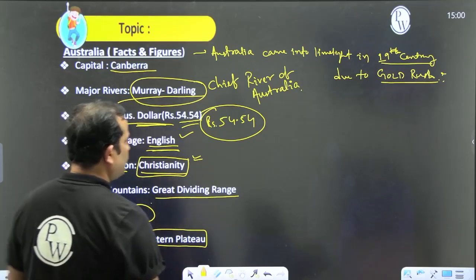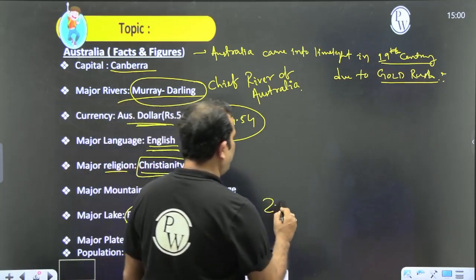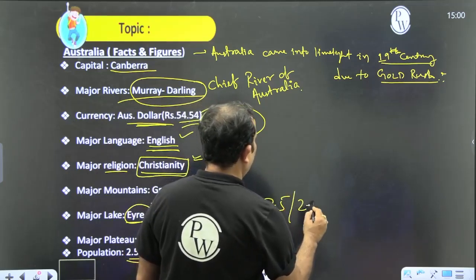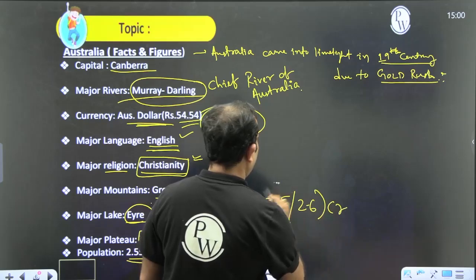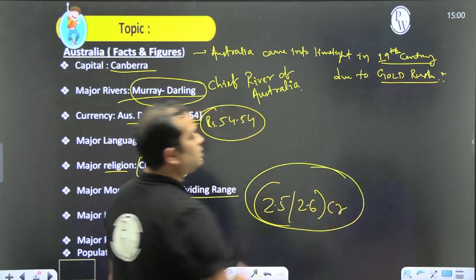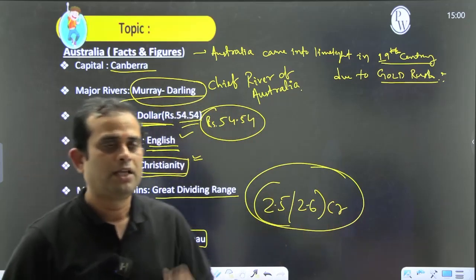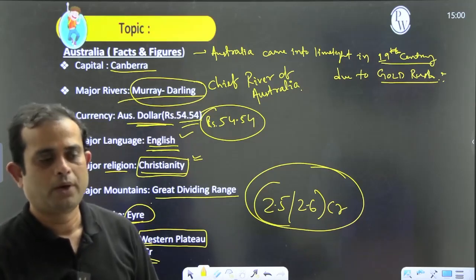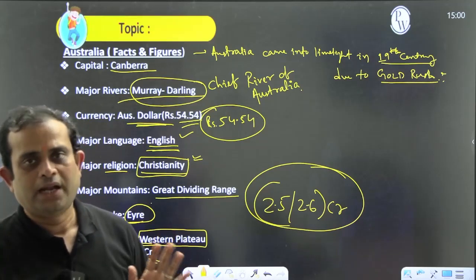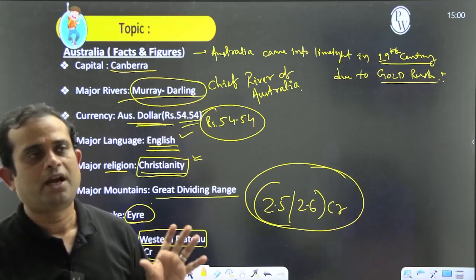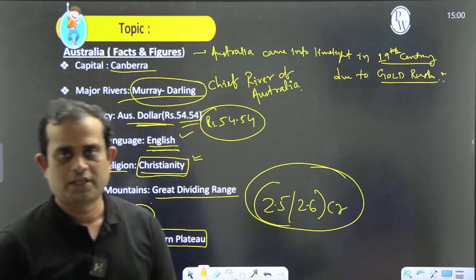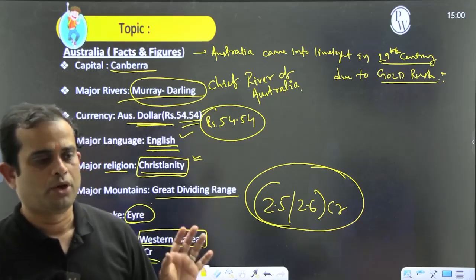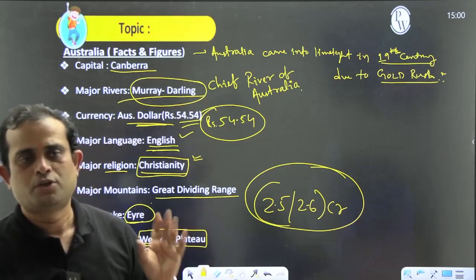Population is near about 2.5 to 2.6 crore in Australia. And if I compare, our Odisha's population is much more than Australia. Such a tiny continent, if I compare it to Asia, Europe, North America, South America. Your Australia is a small continent.